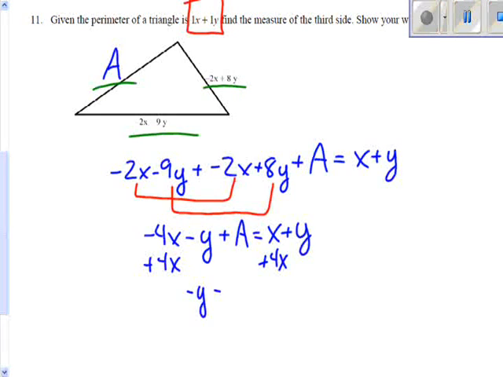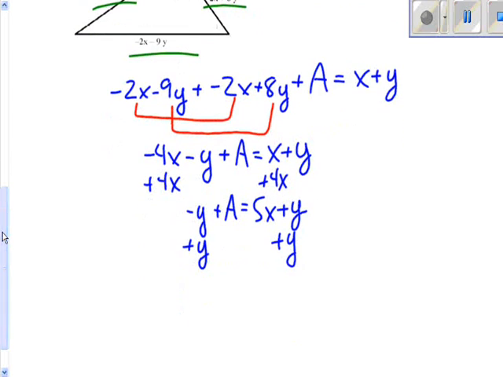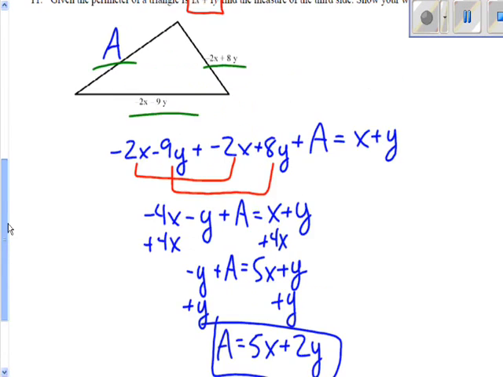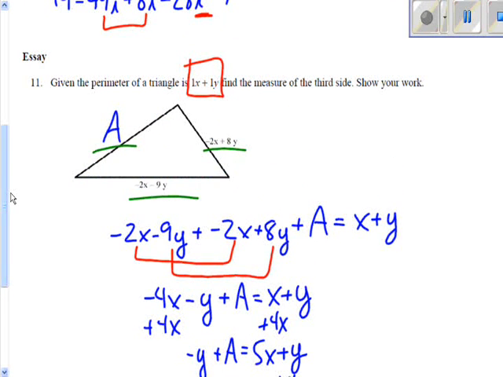So I've got negative y plus A equals 5x plus y. And now I add the y to each side. So I find out that A, my missing side, equals 5x plus 2y. And that's it. All right, my missing side is the 5x plus 2y. So this guy right here, I'm going to erase that, put my missing side in, 5x plus 2y. That's all there is to it. And really, we're just testing to see if we can add and subtract polynomials here. Okay, combine like terms. That's it.